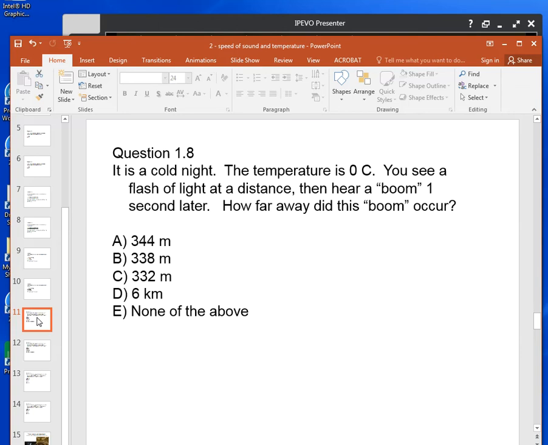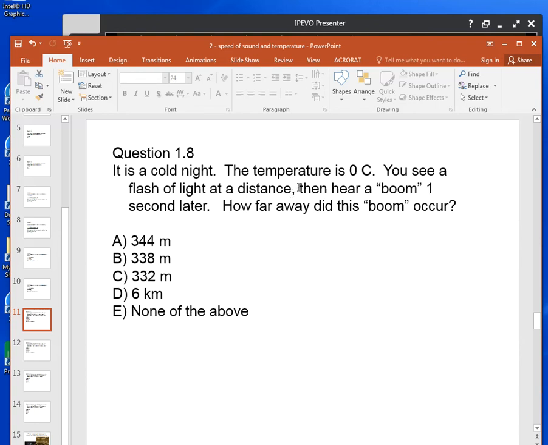So, all right, let's try another problem. This is the way that we get better at these problems, by practicing. And so here it is a cold night. The temperature is 0 Celsius. If you see a flash of light in the distance, and then you hear a boom a second later, how far away did this boom occur?